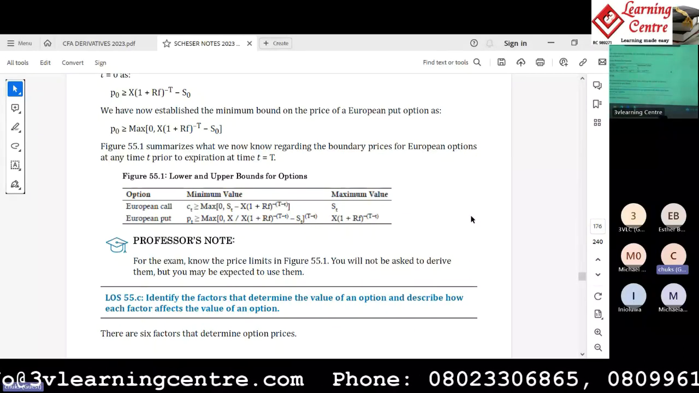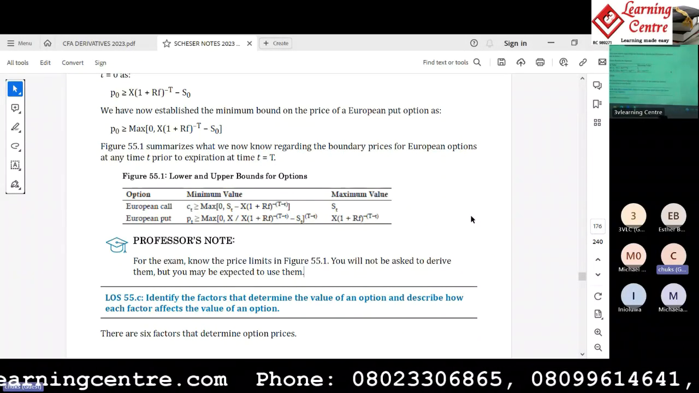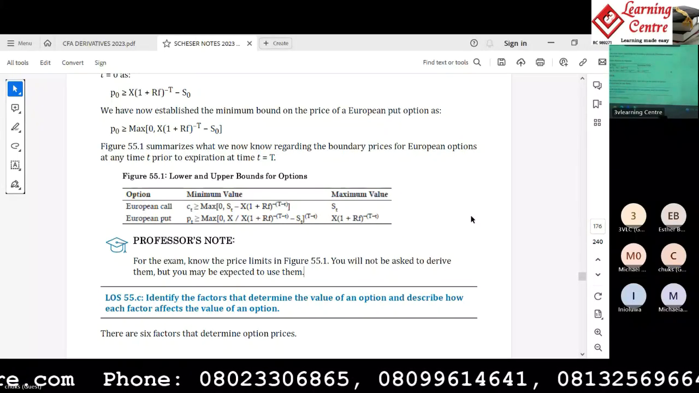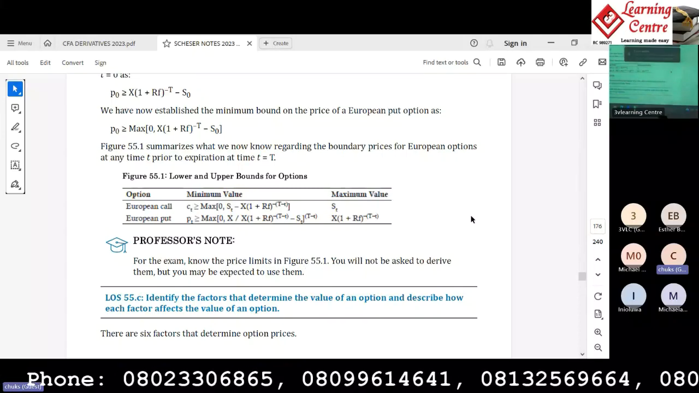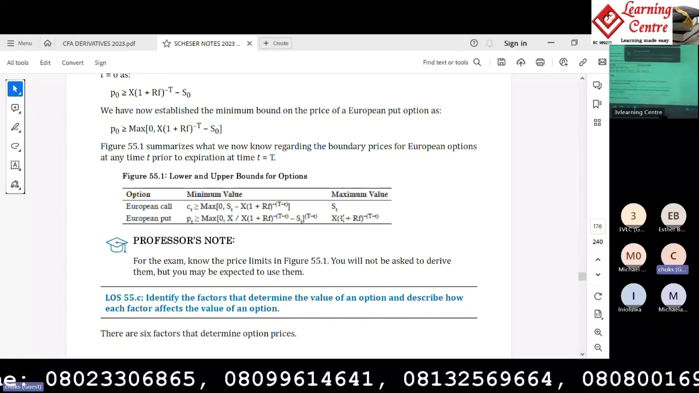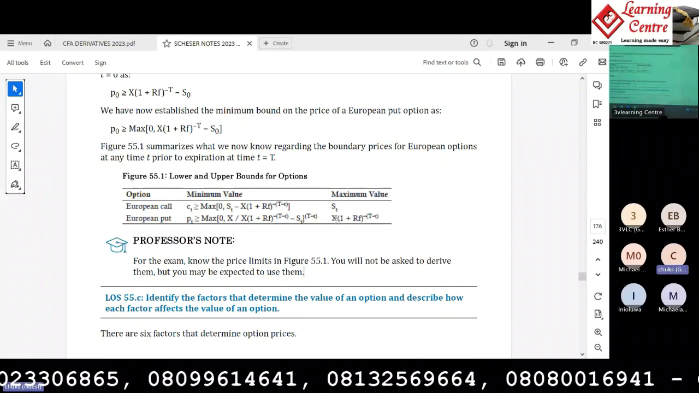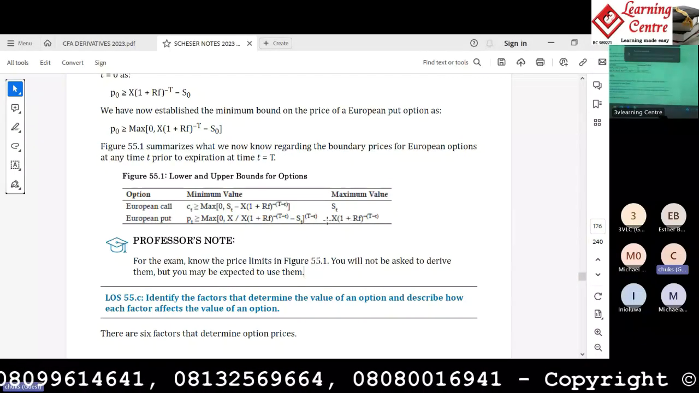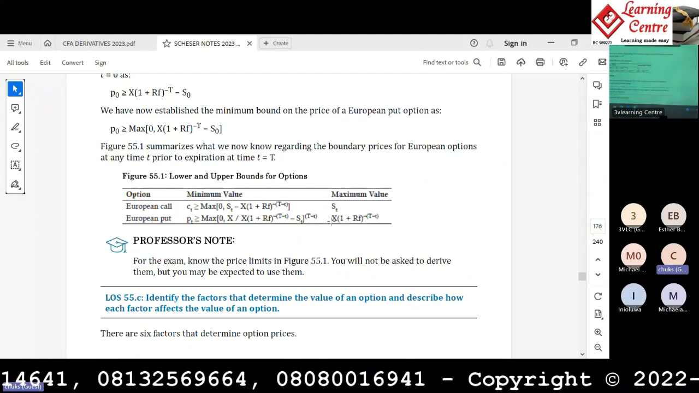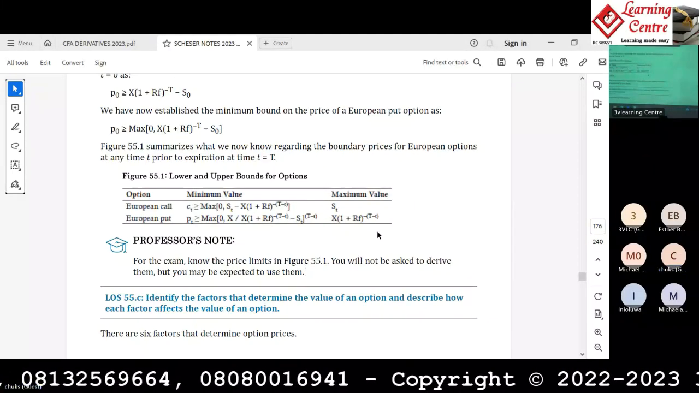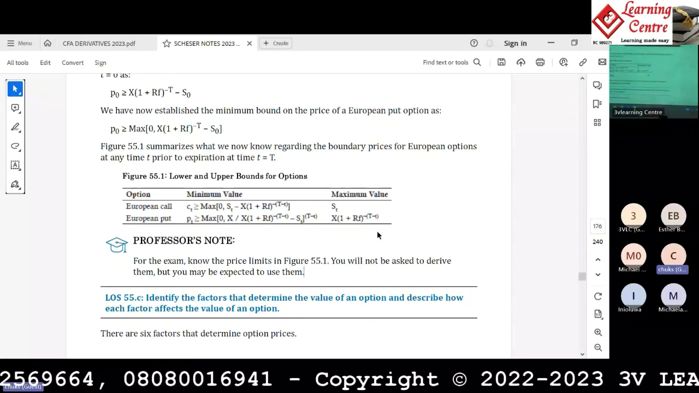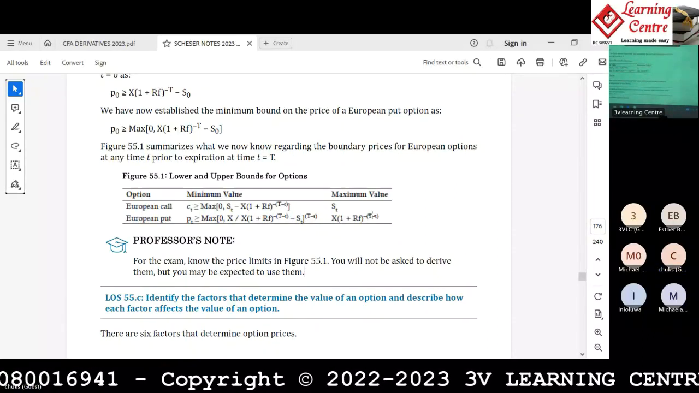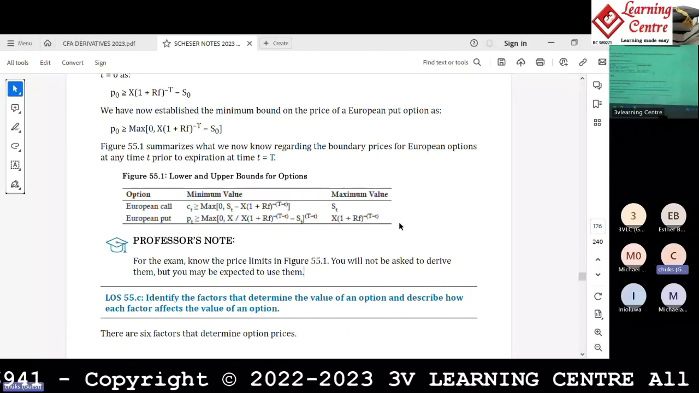So the maximum benefit I can gain from that put option is 40, which is my exercise price, minus 0, which is 40. The maximum value you can gain for puts is the X, which is the exercise price. The only thing is that this X has now been discounted to the present value. That's the difference between what you have here and what we have been talking about.